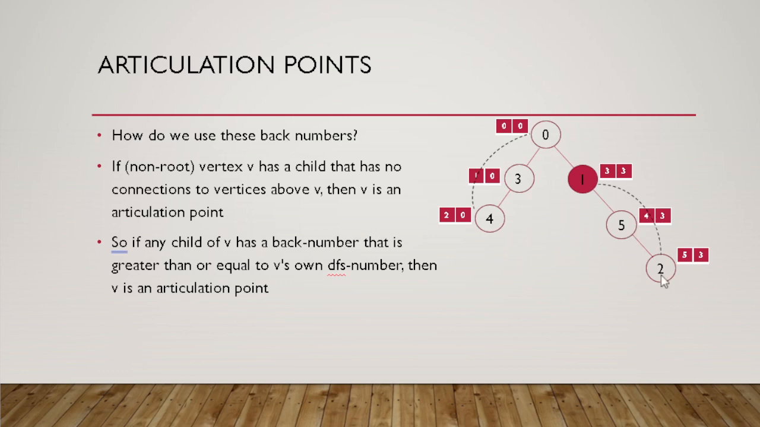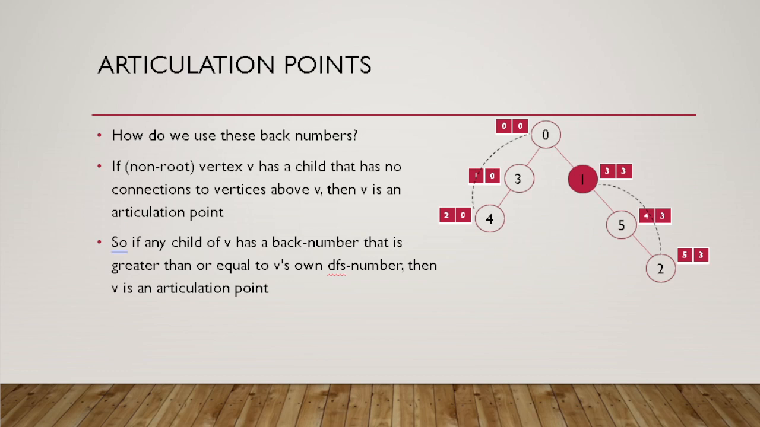When we get to 2, is 2 an articulation point? Well, it doesn't have any children, so it can't be an articulation point, right? Because we said it's only an articulation point if it has a child whose back number is greater than or equal to its own DFS number. It doesn't have any children at all.